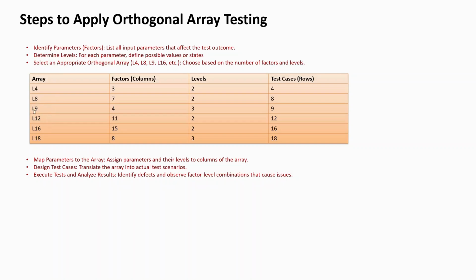In our case, I have to take the L9 template, and then I have to start filling that template with the parameters and the levels. And after that, design the test cases, translate the array into the actual test scenarios, and the final step is to execute these test cases. With the mobile banking application, let us try to apply the orthogonal array technique.